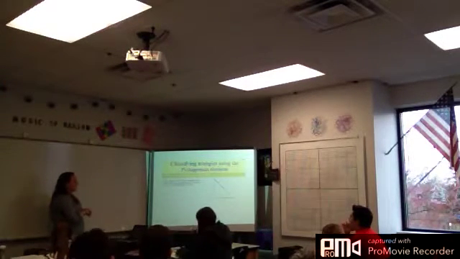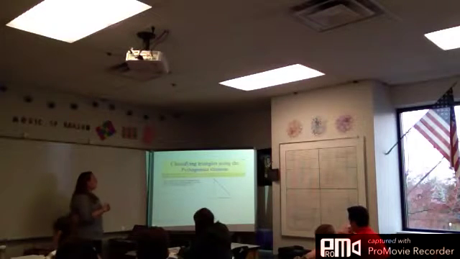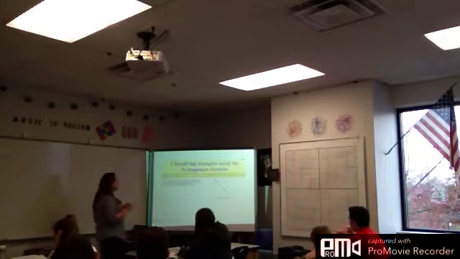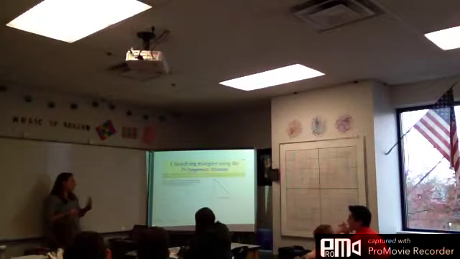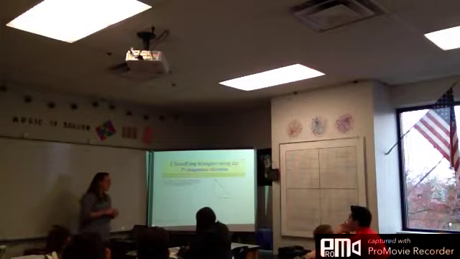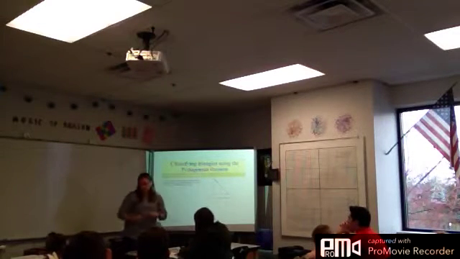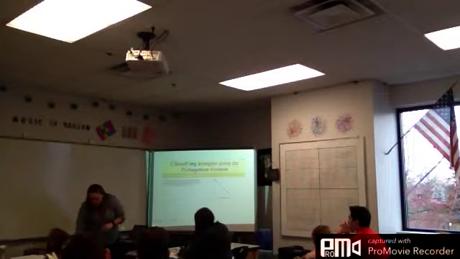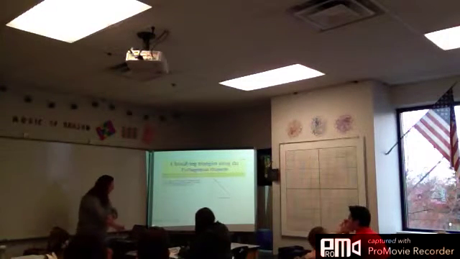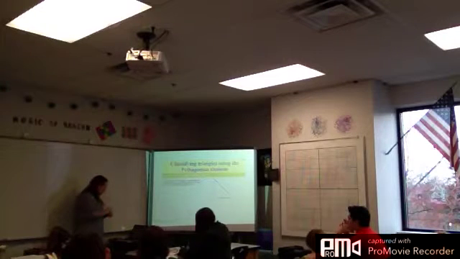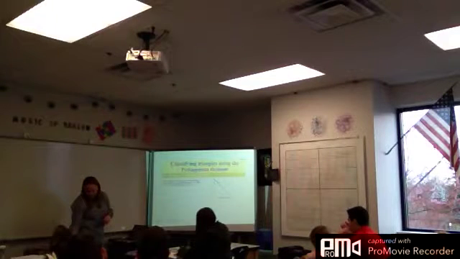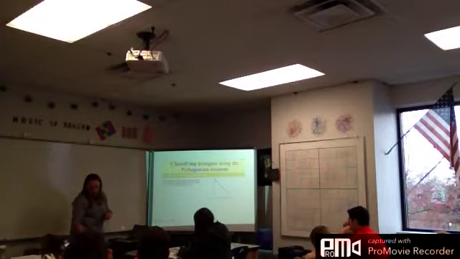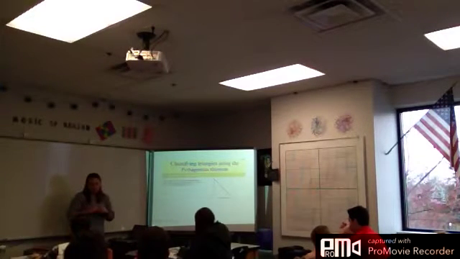Classifying triangles using Pythagorean theorem. If the square of the triangle's longest side is less than the sum of the squares of the other two sides, then the triangle is acute. So if c squared is less than a squared plus b squared, the triangle is acute. For some reason, I only have 4 slides and I should have one more, so I'm gonna make my own in a second. Okay, so if c squared is less than a squared plus b squared, you have an acute triangle.